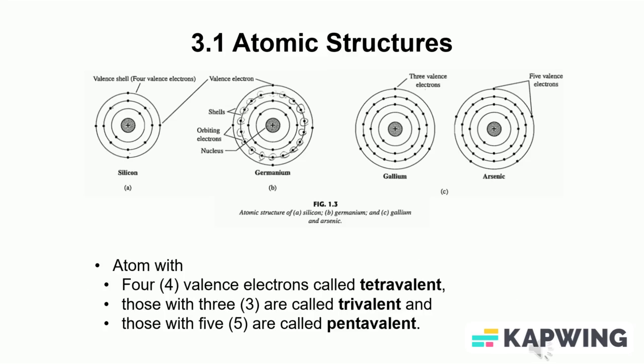In this case, the element can also be named by the number of valence electrons available in it. An element with 4 valence electrons is called tetravalent, those with 3 are called trivalent, while those with 5 are called pentavalent.